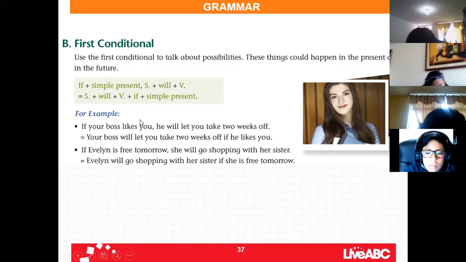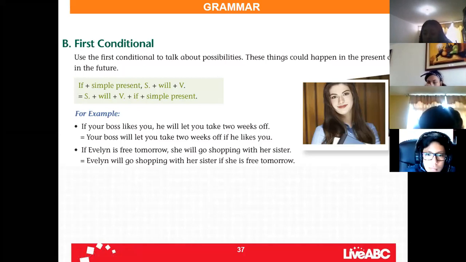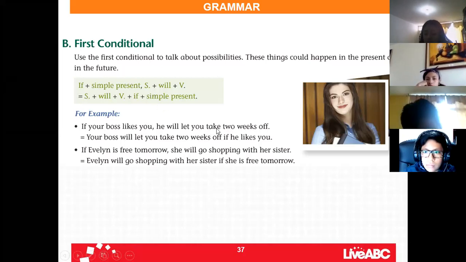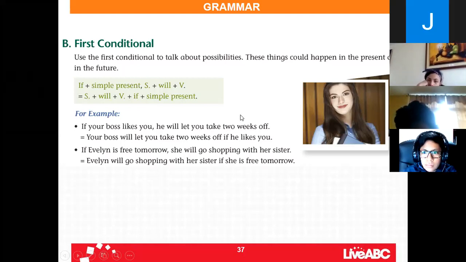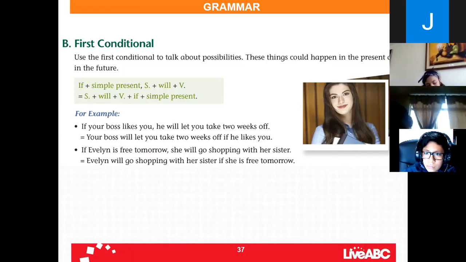Si a tu jefe le agradas, ¿no? Porque aquí tenemos "like", que es agradar y gustar. En cambio, aquí sí tenemos una diferencia entre gustar y agradar, ¿no? Entonces, si le agradas a tu jefe, él te dejará tomarte 2 semanas fuera. Te podría o te dejaría tomar 2 semanas fuera, o sea, de vacaciones, ¿no? 2 semanas de vacaciones. Es una posibilidad.